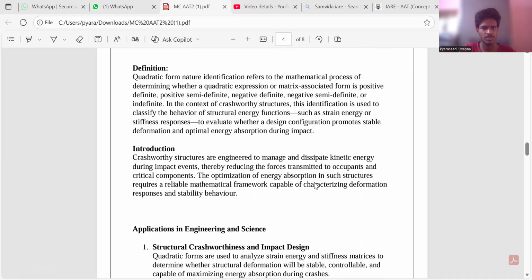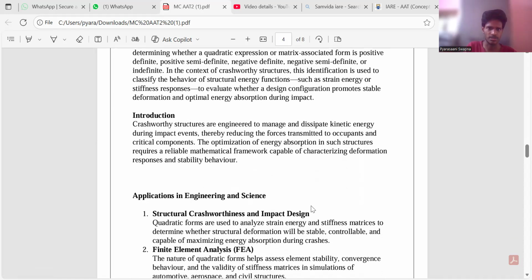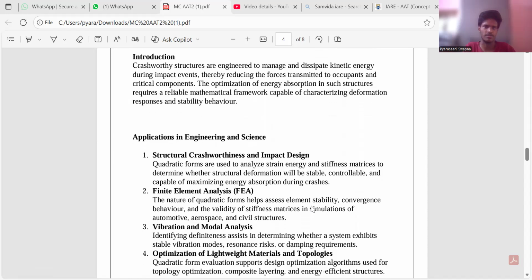Introduction: crashworthy structures are engineered to manage and dissipate kinetic energy during an impact event, thereby reducing the forces transmitted to occupants and critical components. The optimization of energy absorption in such structures requires a reliable mathematical framework capable of characterizing deformation, response, and stability behavior.